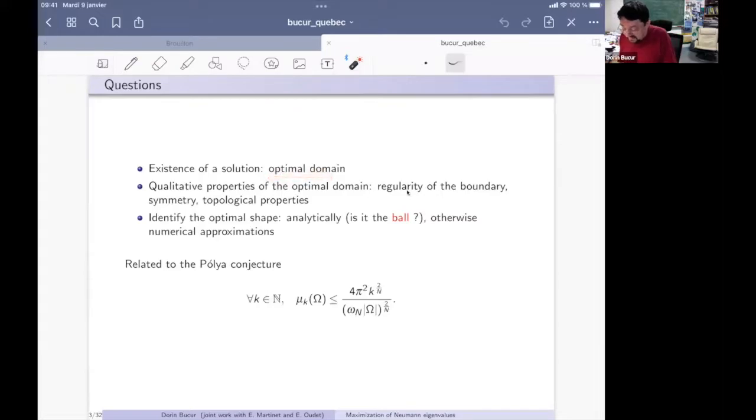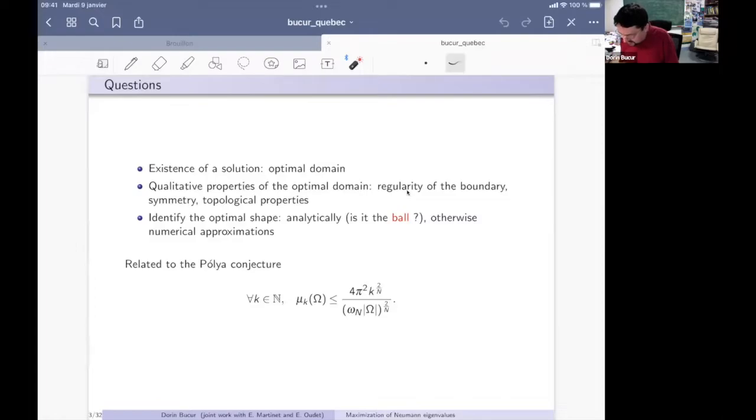In general, there is a second question to which we would like to answer, which is to find some qualitative properties of these optimal sets if they exist. Like, for instance, regularity of the boundary. Is the boundary smooth enough? Is the boundary very smooth? Or possibly some other kind of properties. Is the optimal set symmetric? Does it have a hole? Or maybe it is the ball or not. Otherwise, if we are not able to do this, we can at least try to make some numerical approximations and to have an idea of how this best shape, provided it exists, looks like.